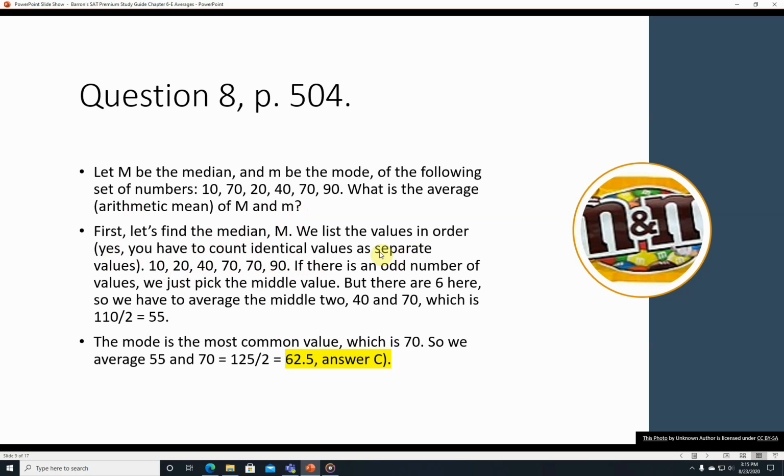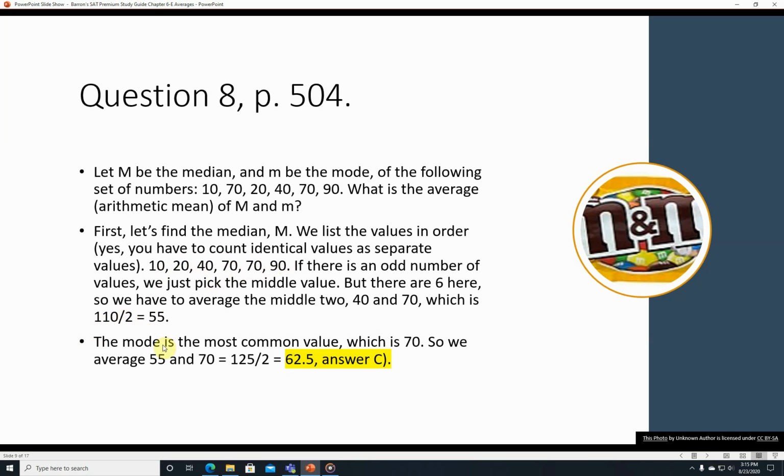If there is an odd number of values, we just pick the middle value. So if there were 7 here, we go 1, 2, 3, number 4, 5, 6, 7, and this here would be the middle value. But since we only have 6, we have to average the middle 2. That's why you want to list them in order, so you can figure out which 2 are the middle 2 or which one is the middle 1. We average 40 and 70, so that's 110 over 2, which is 55.